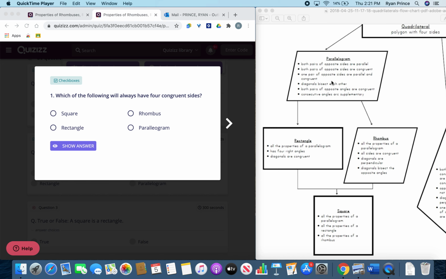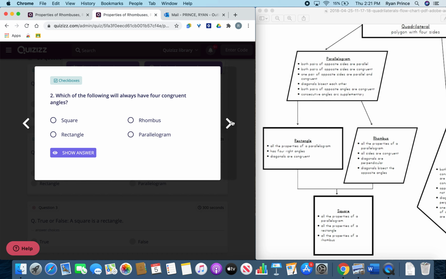I have a parallelogram here. Rhombus and rectangle are each types of parallelograms, and square is a special type of rhombus and rectangle. It's both of them, actually. So whatever I have in a rhombus is also the same for a square. So if I have four congruent sides in a rhombus, then I will also for a square. That's how you read this. So if I show my answers here, that would be the two it would be. It would be square and rhombus has four congruent sides. Go on to the next one.